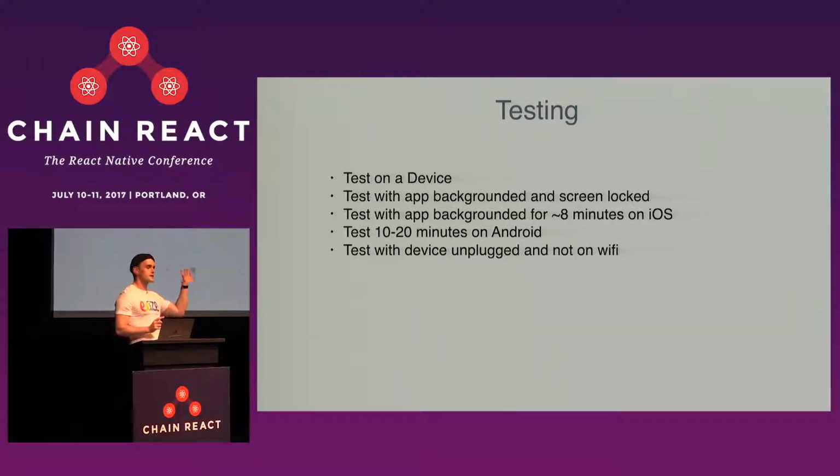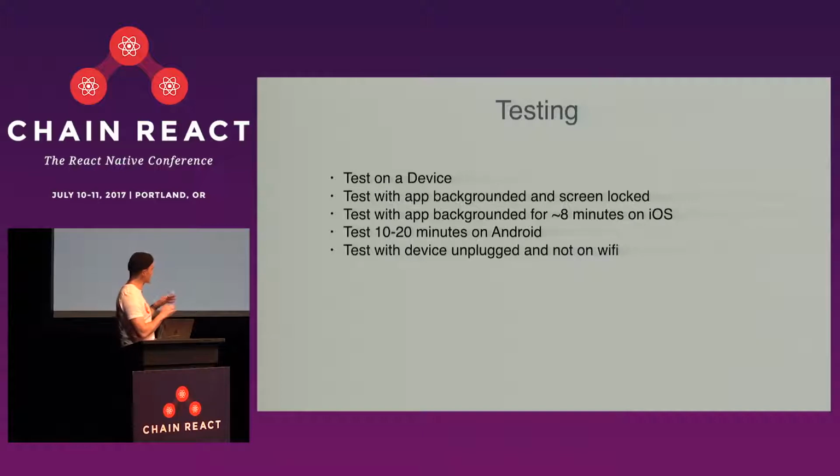So if you go back to the slide that I showed you before, the little video, you'll notice that I kind of backgrounded that example app and it continued posting. On the device, it will not do that. So when you're testing anything that has to do with long-running background tasks, you need to test on the device. You need to test on the device with the app backgrounded and the screen locked. Locking the screen actually changes the behavior of this as well. You also need to test the app backgrounded.